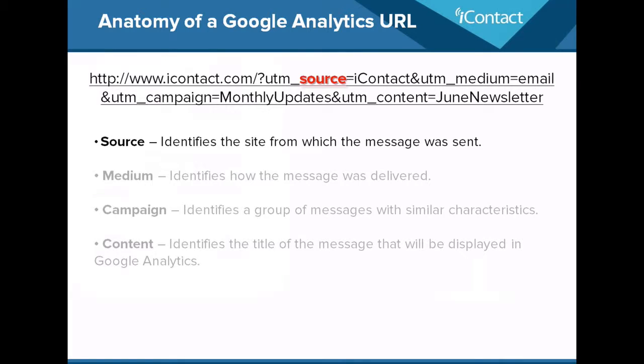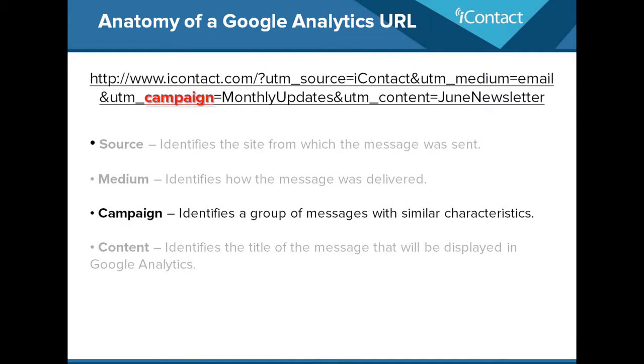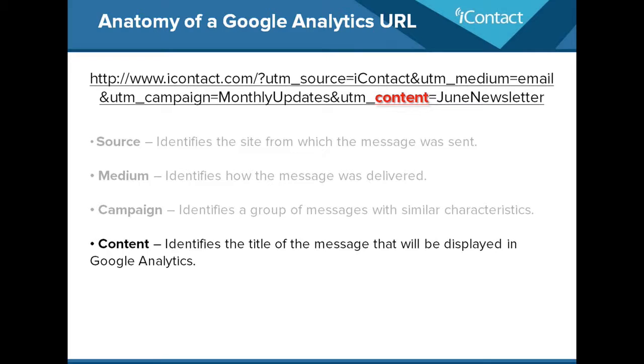You can use the source, campaign, and content parameters to better organize your data in Google Analytics. This will allow you to view all data with the source of iContact, or filter them by campaign or content. The source identifies the site from which the message was sent. The medium identifies how the message was delivered. Campaign identifies a group of messages with similar characteristics. And content identifies the title of the message that will be displayed in Google Analytics.